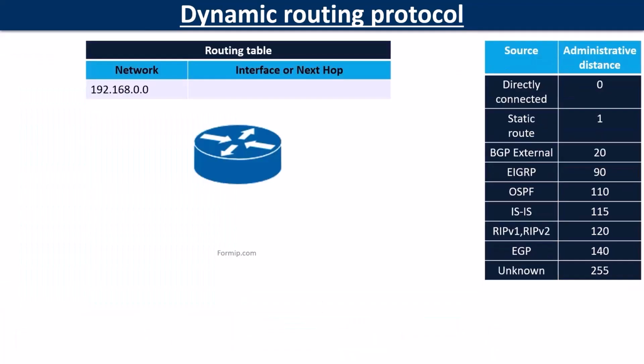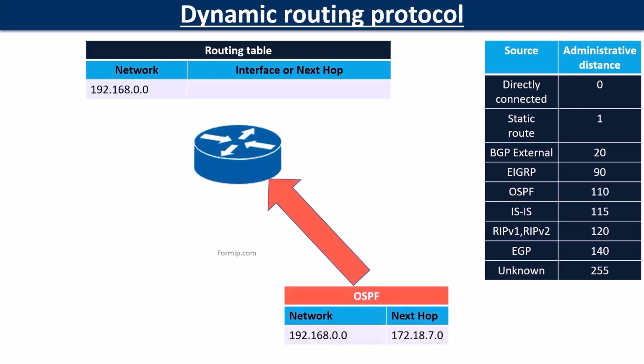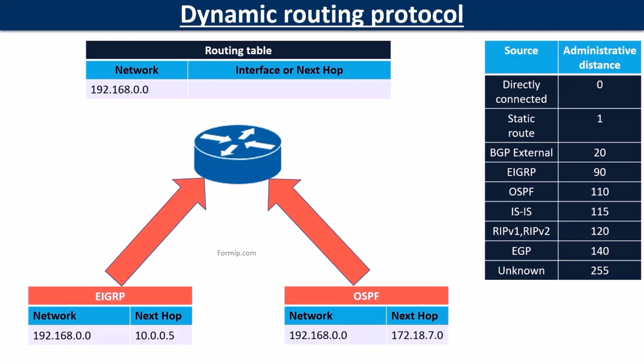Let's see an example. Here, the router receives two routing updates, a message from OSPF and another from EIGRP. The metric used by EIGRP has determined that the best path to the 192.168.0.0 network is through IP 100.0.0.5. But the metric used by OSPF for the same subnetwork points through IP 172.18.7.0. In this case, the router will have to use the administrative distance to determine the path that will be installed in its routing table.